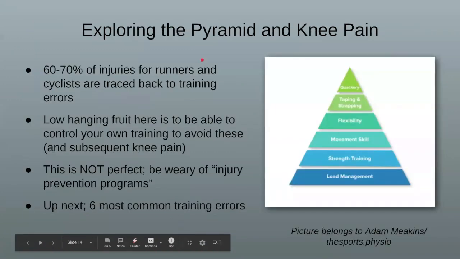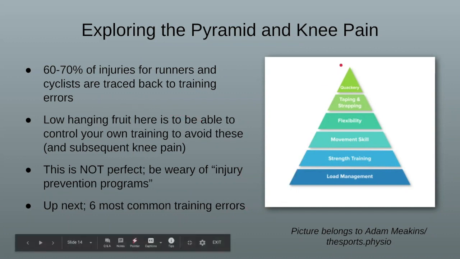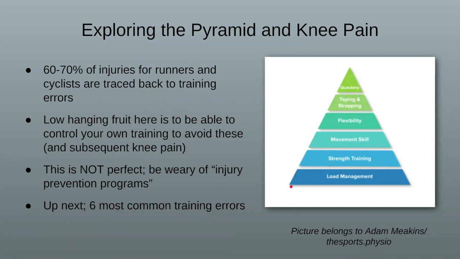So before we get into, I think, the big meat and potatoes of this, we talked about why these injuries happen. So like I said, 60 to 70% of these injuries for runners and cyclists can be traced back to just training errors. So just doing too much of something a little bit too soon. So if we're talking about this pyramid here, being able to manage your own loads throughout the week and throughout the month, this stuff is way more important than perfect form or flexibility or anything like that.